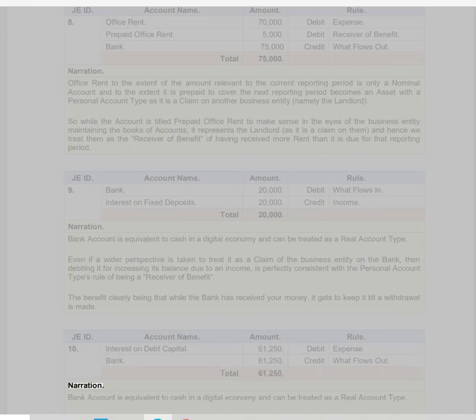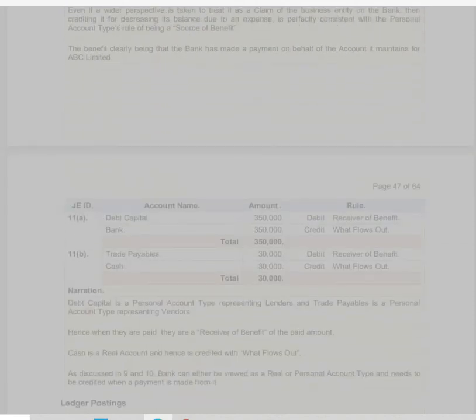61,250. Narration. Bank account is equivalent to cash in a digital economy, and can be treated as a real account type. Even if a wider perspective is taken to treat it as a claim of the business entity on the bank, then crediting it for decreasing its balance due to an expense is perfectly consistent with the personal account type's rule of being a source of benefit. The benefit clearly being that the bank has made a payment on behalf of the account it maintains for ABC Limited. Page 47 of 64.